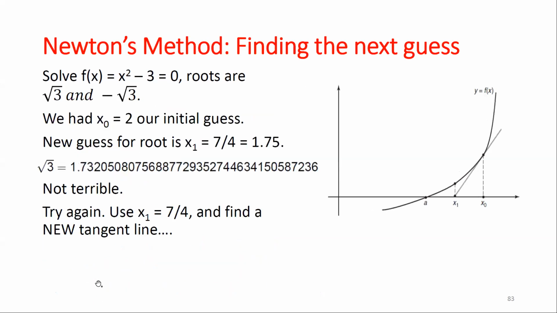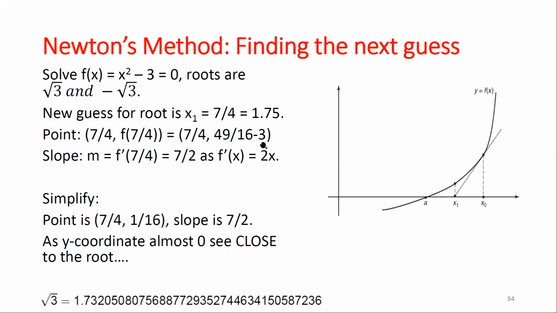So now let's do it again. Our new guess is x1 equals 7 fourths. And now we're going to find the new tangent line. So the point is going to be 7 fourths, f of 7 fourths. So we put in 7 fourths here. What's 7 fourths squared? It's 7 fourths times 7 fourths. You multiply the two tops and you multiply the two bottoms, so 49/16. So we have 49/16 minus 3. 16 times 3 is 48. So when you subtract, this is just going to be 1/16.